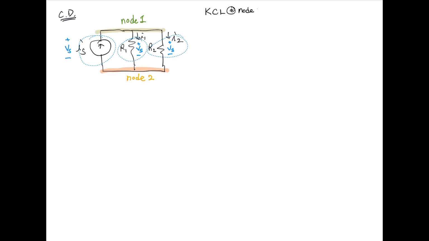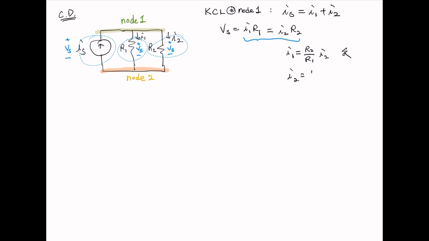What we're going to do is KCL at node 1. Entering, Is equals leaving, I1 plus I2. And we said Vs equals I1 times R1, V equals IR for the first resistor. And that is also equal to I2 times R2. From this relationship, we can have I1 equals R2 over R1 times I2, and also I2 equals R1 over R2 times I1.